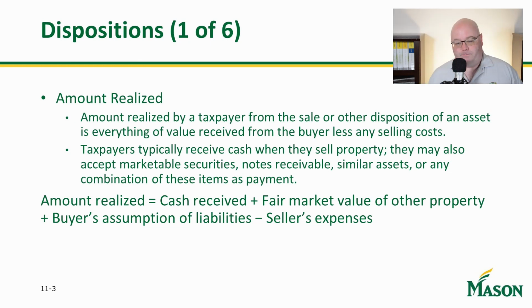And so those things are going to get added into the selling expenses, which of course is subtracted from the cash realized or cash received. Now you see here where it says plus fair market value of other property, plus buyer's assumption of liability. So the fair market value of other property.